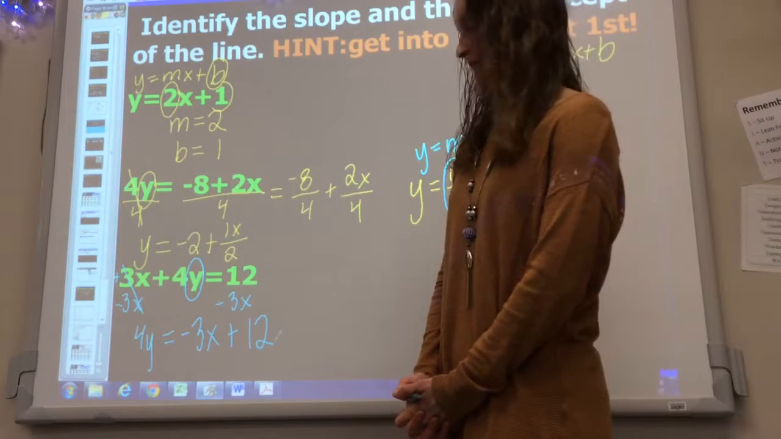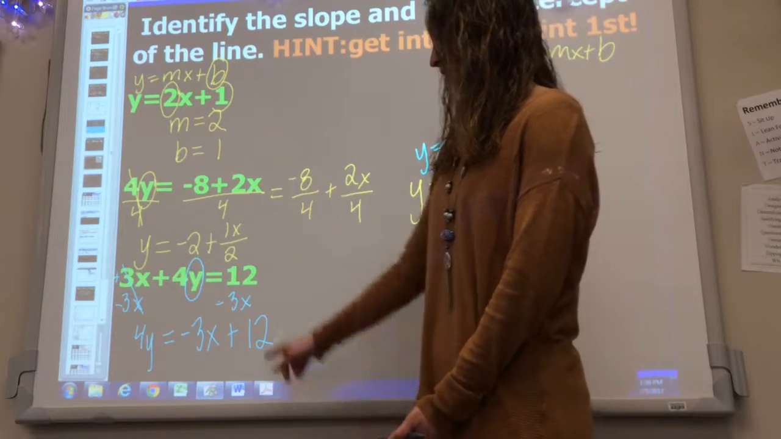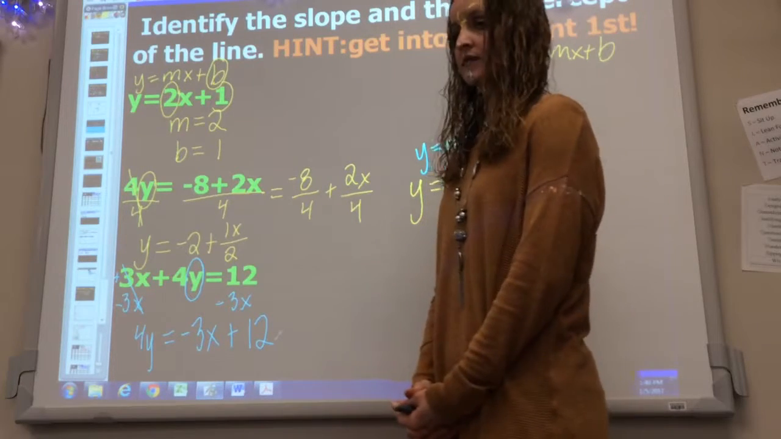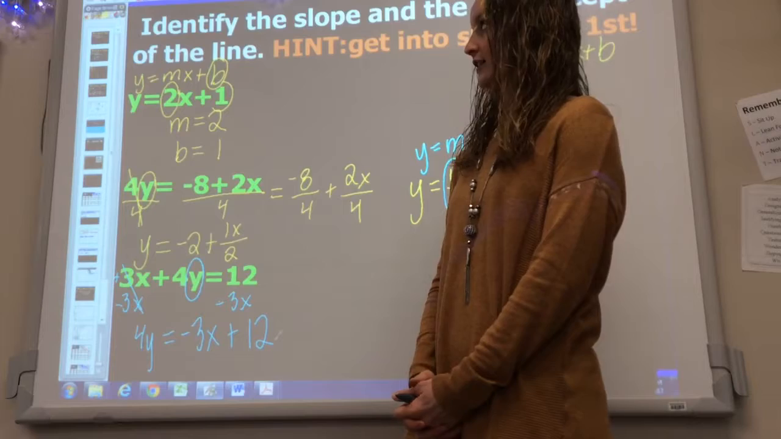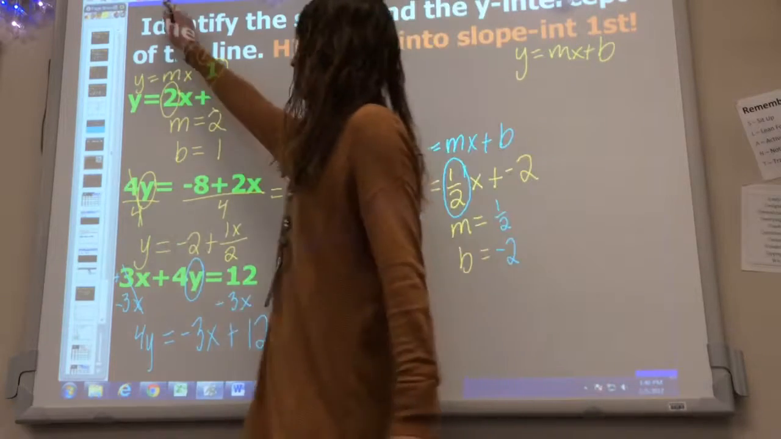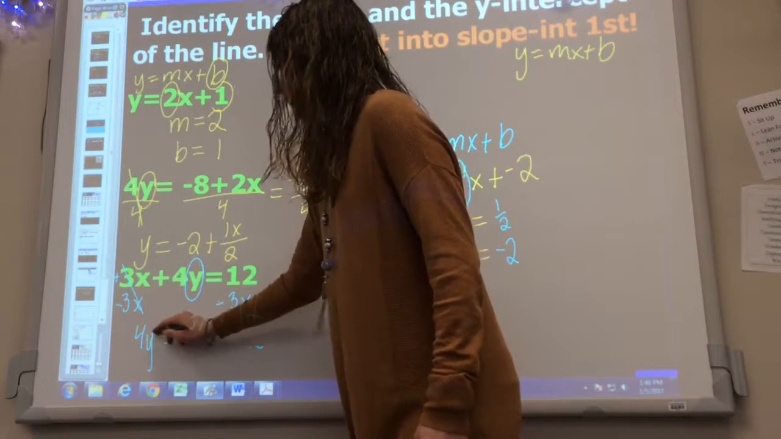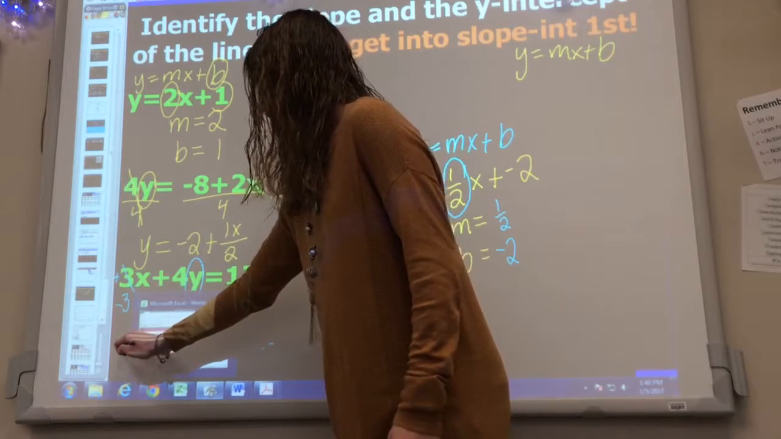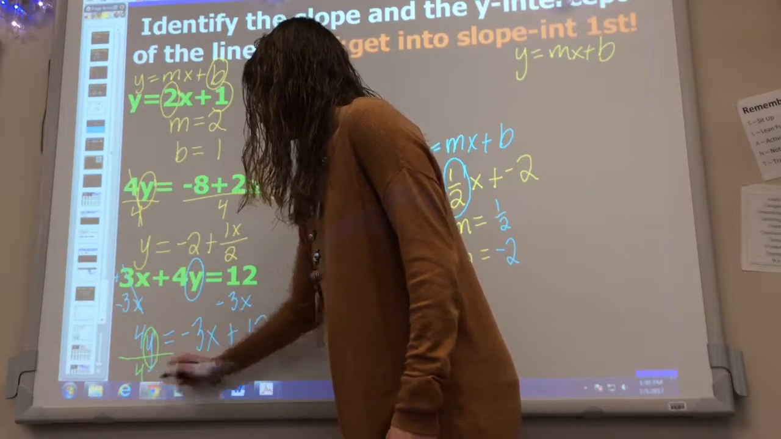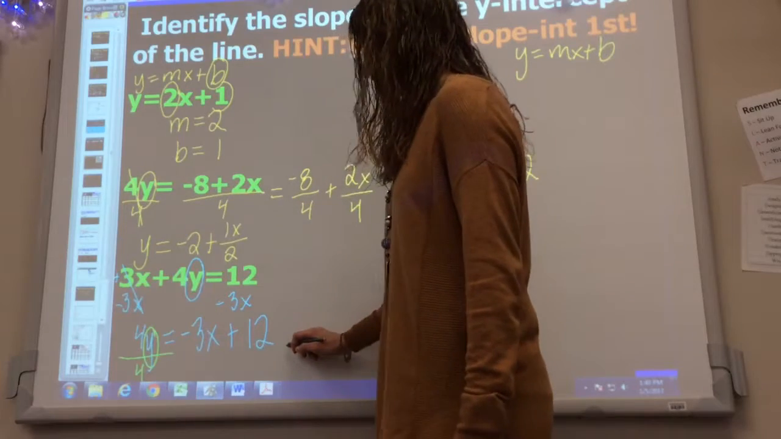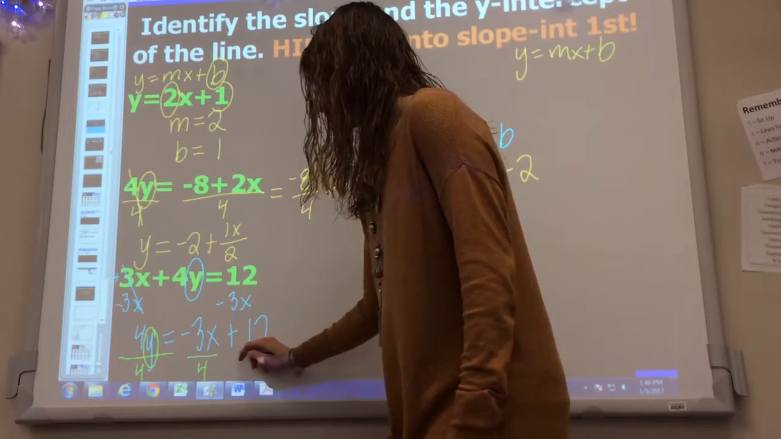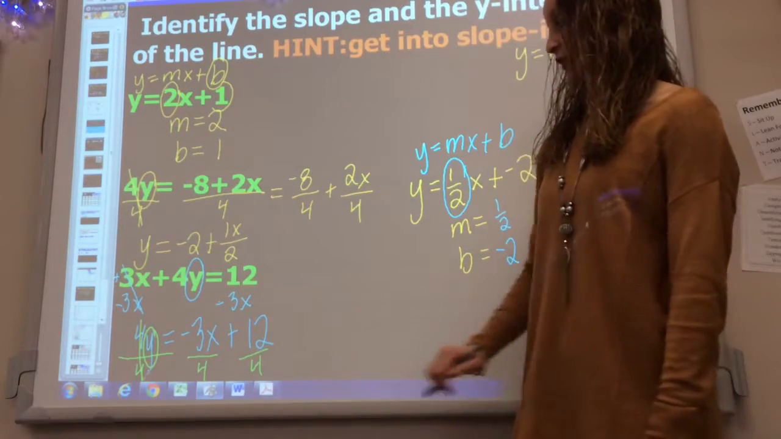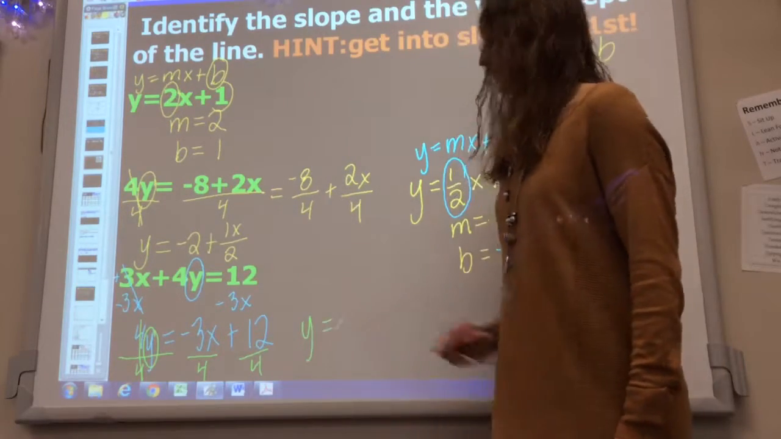These are not like terms. What do we have to get all by itself, you guys? Y. Very good. What is happening between this 4 and this y? Multiplication. What's the opposite? Divide. Yeah. So let's divide this by 4. And we divide this whole side by 4, or we can divide its parts by 4. So I'm going to let you simplify that real quick. So we're going to get y equals something.